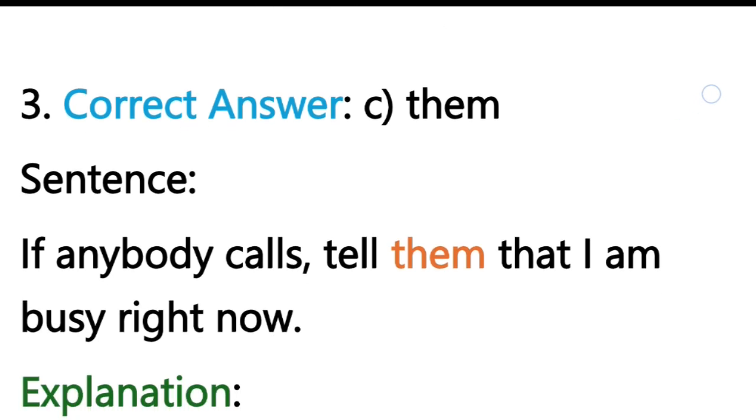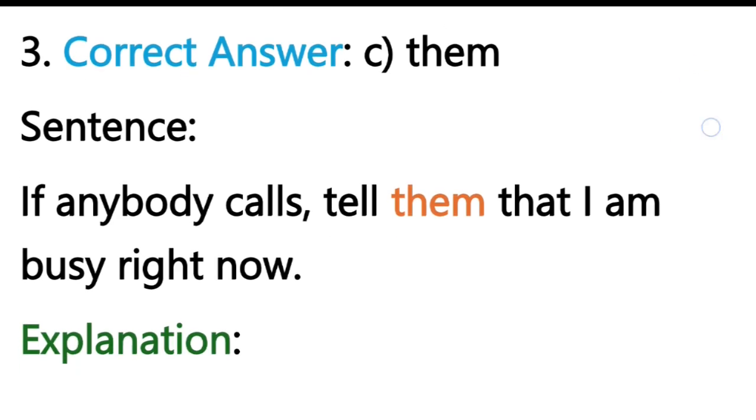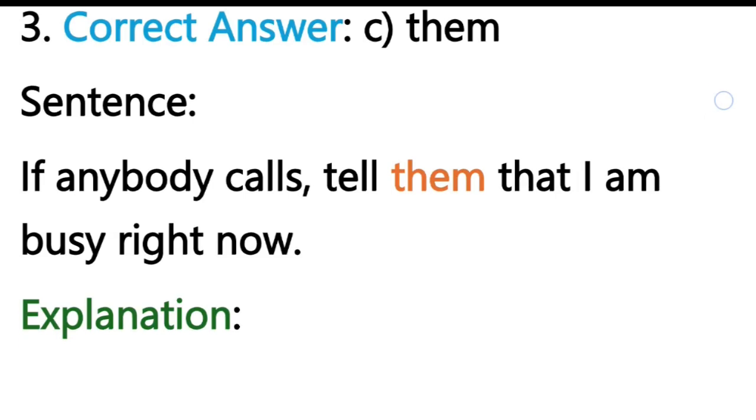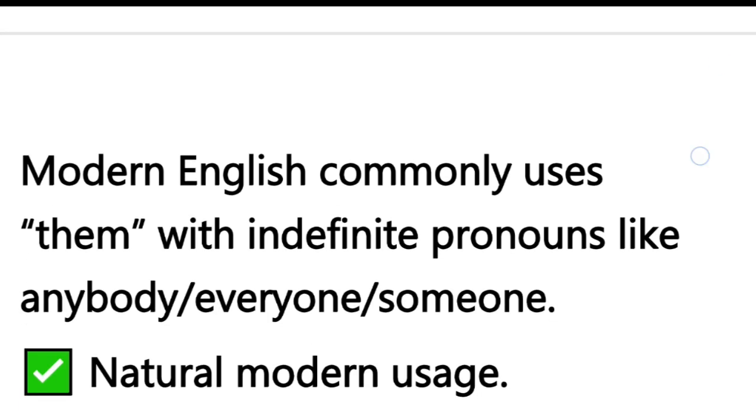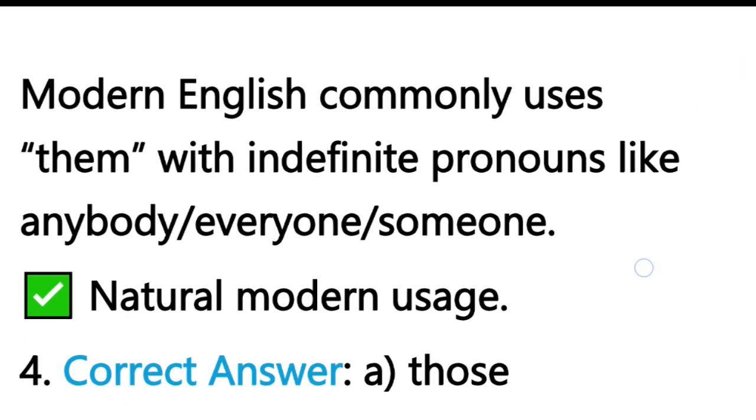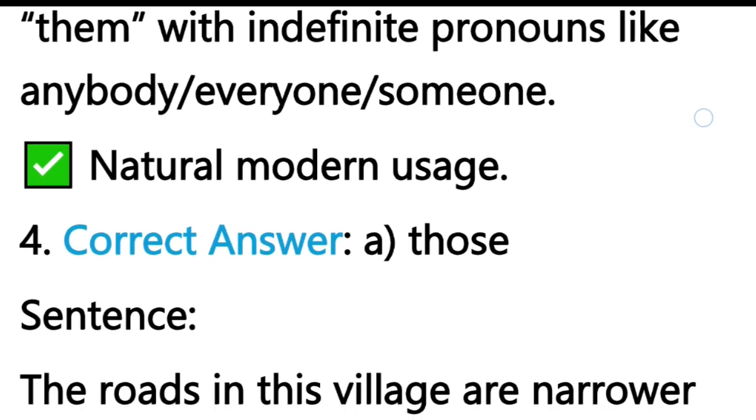So that's the answer. We have question number 3, which says, if anybody calls, tell dash that I am busy right now. Answer will be, if anybody calls, tell them that I am busy right now. Anybody is an indefinite pronoun, and we have used them with that. Modern English commonly uses them with indefinite pronouns like anybody, everyone, and someone, and hence we have used it that way.